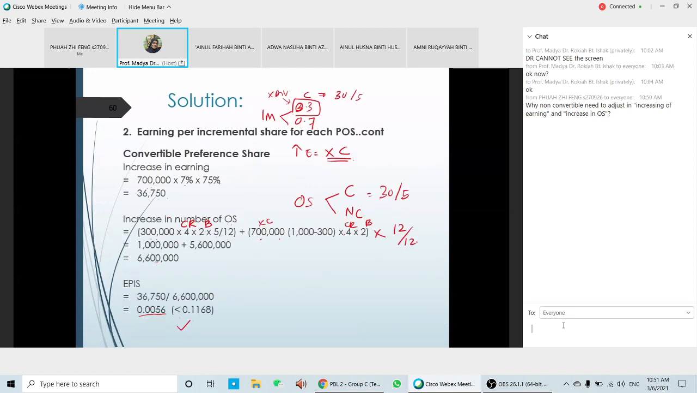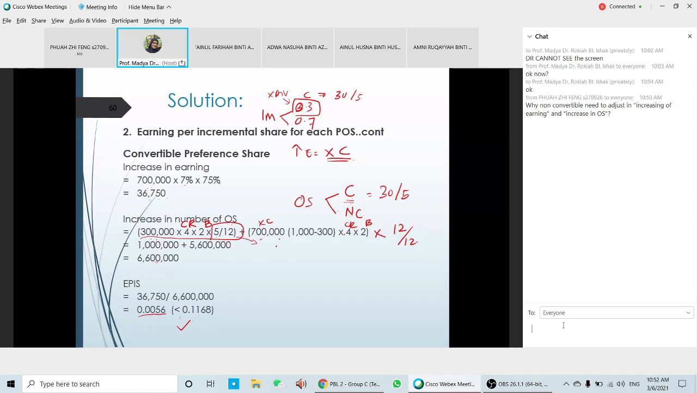Look at this one. For preference shares, you have the ones that are converted and not converted. To calculate diluted earning per share, we try to imagine what happens if we convert. If you look here, this 300 was converted on the 5th of May. So it's converted in May.